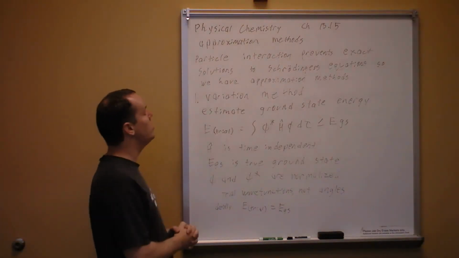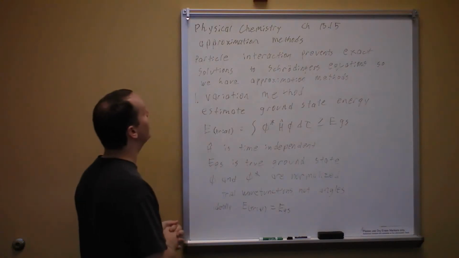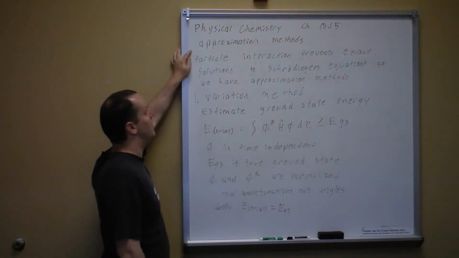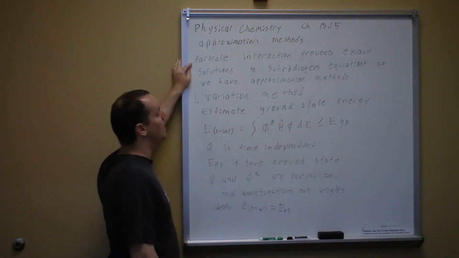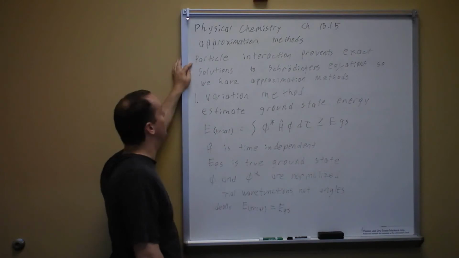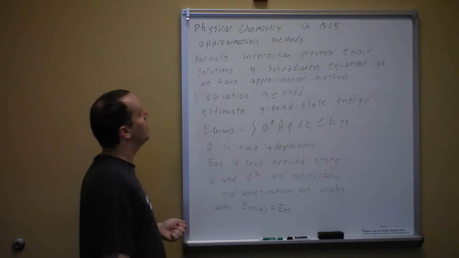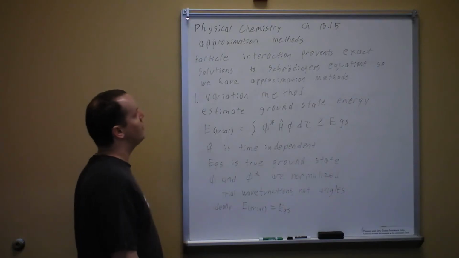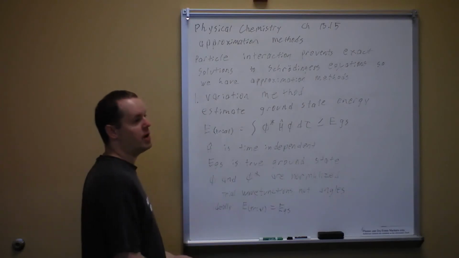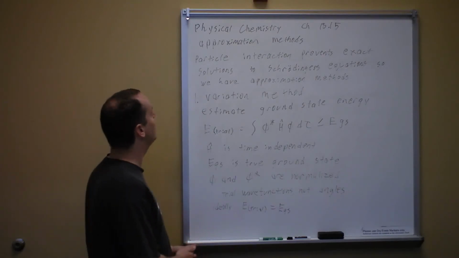Continue on Physical Chemistry, Chapter 18. We're in Section 15 now. We're talking about approximation methods. Now remember before, when we were talking about multiple particles, we had to assume they were non-interacting. And that's just for mathematical simplicity. And we also said that's unrealistic because in real life the particles we're talking about are electrons, which have negative charge, so they all repel each other.